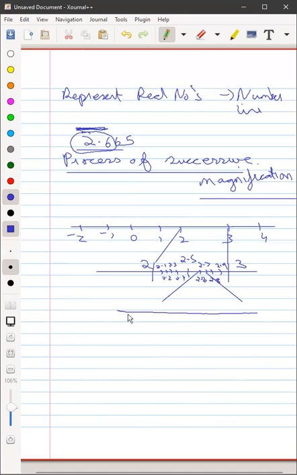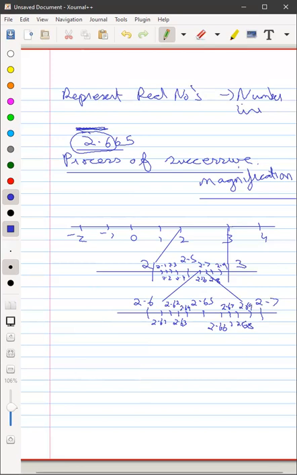I'll make another number line. Here I will write 2.6. Here I will write 2.7. Keep it sufficiently wide. I've done it smaller. You can do it like this, so that you have ample space. Then again, this will become 2.65. And then 1, 2, 3, 4, 1, 2, 3, 4. This is 2.61, 2.62, 2.63, 2.64, 2.66, 2.67, 2.68, and 2.69, right?